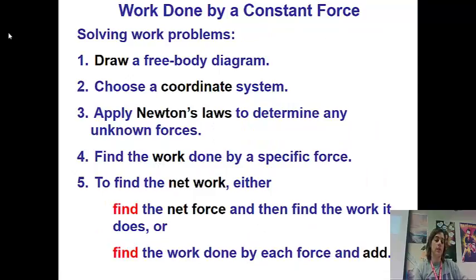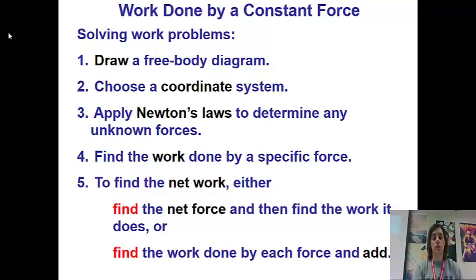So when we're going to solve these problems, some steps to take. First is to draw a free body diagram. So you still have to look at the forces. You still have to draw a free body diagram. So we brought free body diagrams in Unit 4. They're here forever. Choose a coordinate system. Apply Newton's laws so that you can find any unknown forces. And then we want to look at the work done by a specific force. Or we can look at the net work.